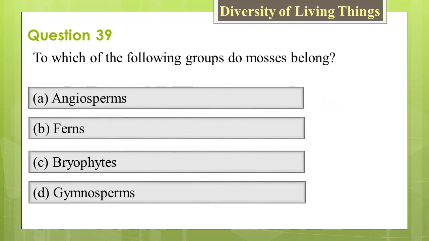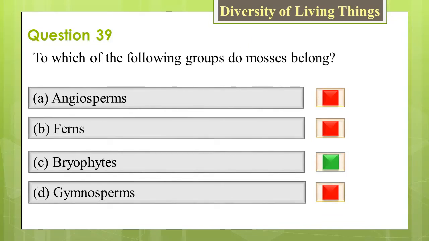Question 39. To which of the following groups do mosses belong? A. Angiosperms, B. Ferns, C. Bryophytes, D. Gymnosperms. Which of the following alternatives is a correct alternative? The correct alternative is B. Bryophytes.